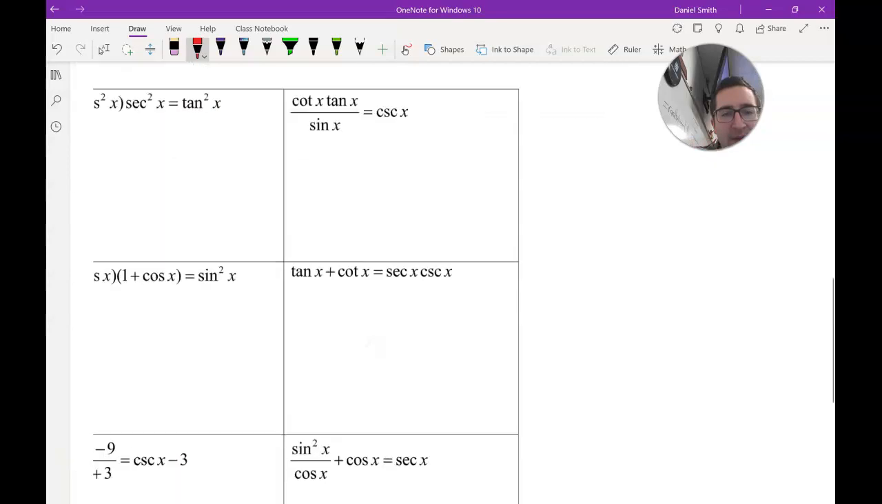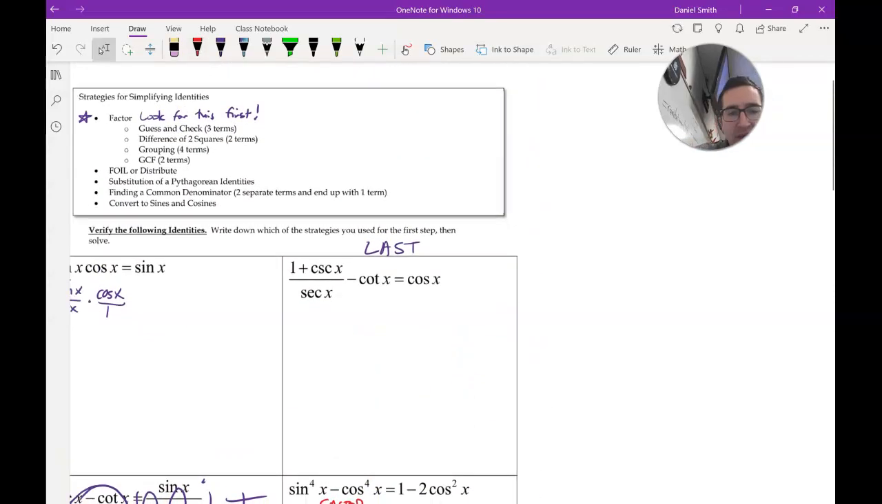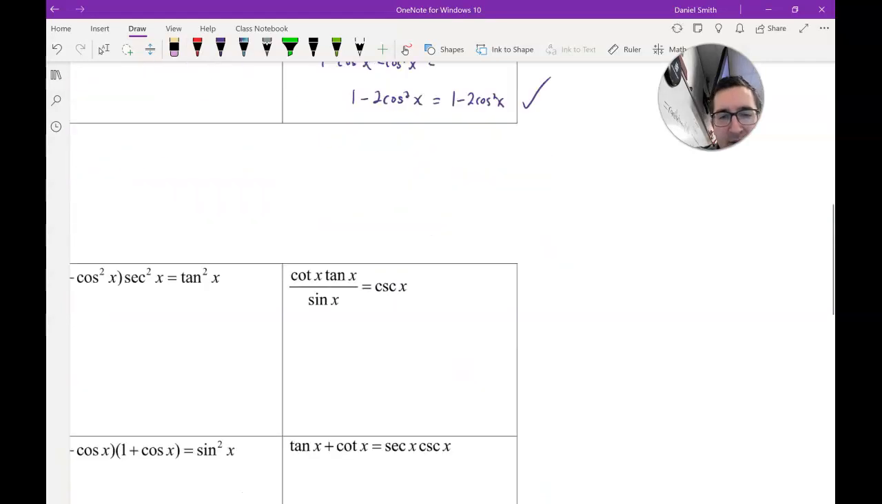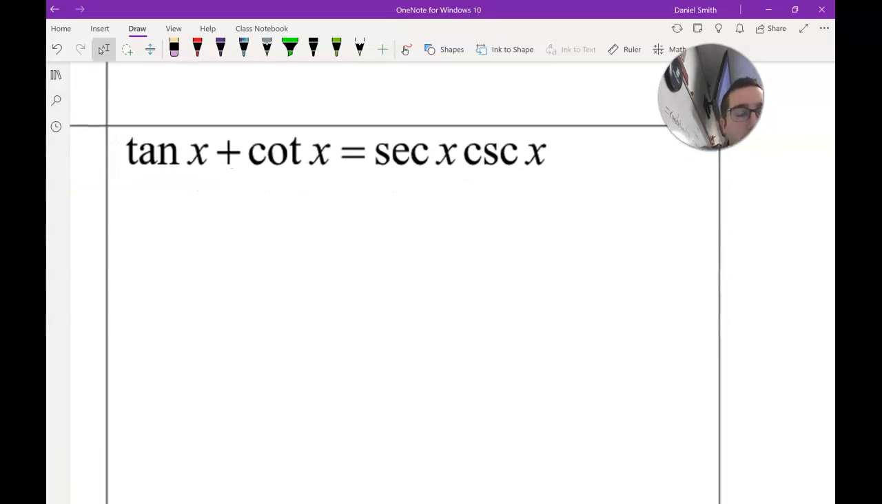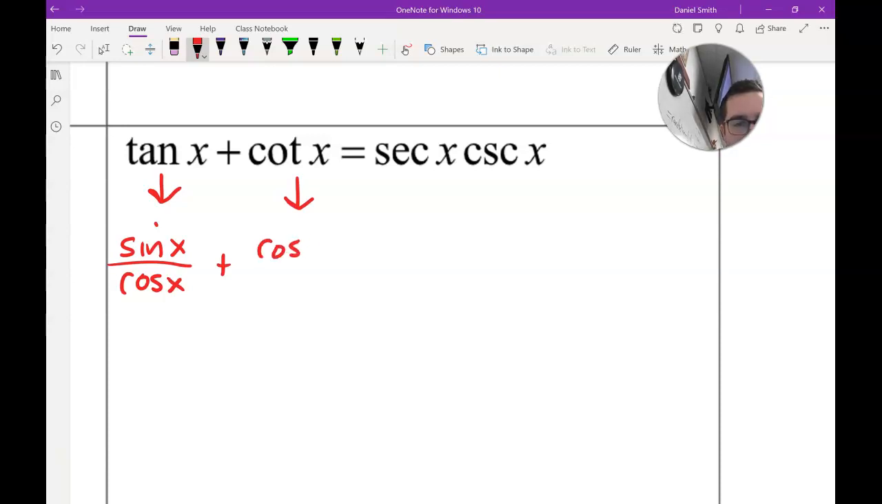Anytime, and look, I put this at the top right here. Anytime you have 2 separate terms and you're trying to end up with 1 term, you probably are going to have to combine them. And here's what I mean. Right here, we have 2 terms on the left and only 1 term on the right. So somehow this has to be combined. So I'm going to try to do a least common denominator. So I'm going to change tangent to sine over cosine. I'm going to change cotangent to cosine over sine.